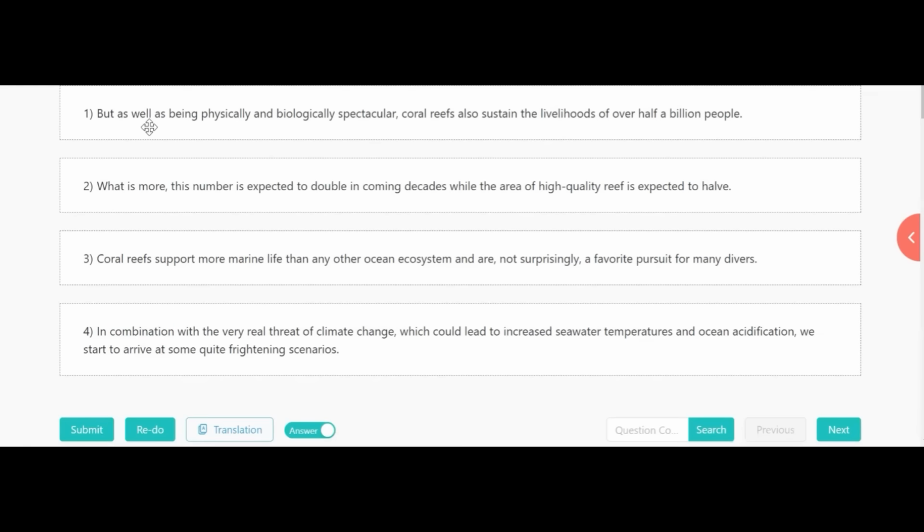Now look at this one. It says, "But as well as being physically and biologically spectacular, coral reefs also sustain the livelihoods of over 500,000 people." So they said "but." You can see that the word "but" is already connoting that something must have been said about coral reef before this one.